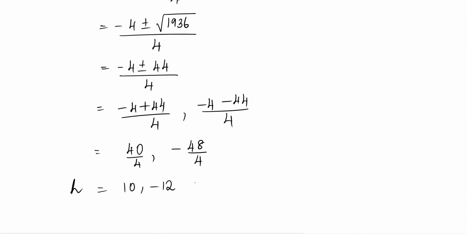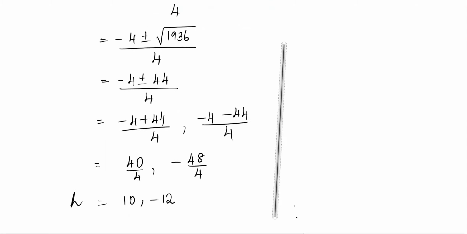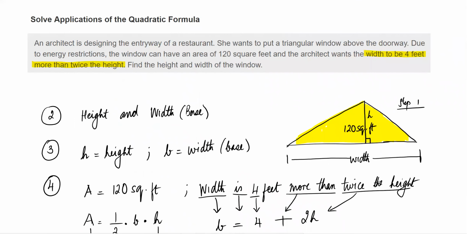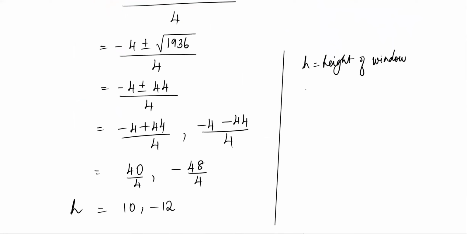Now come back and understand what this h actually represents. The h represents the height, right? Let's do that. Okay. So h is the height of the window. So again, let's go back to the question. What was it measured in? Feet, square feet. So it was measured in feet. So we're saying height is either 10 feet or the height is negative 12 feet.